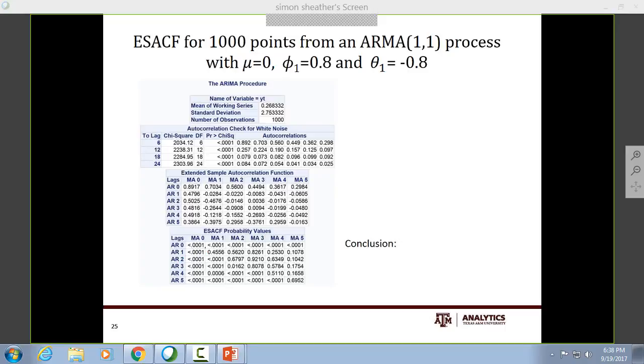So we're looking for a triangle where the p-values are not significant. I'm not a very good drawer with a mouse, but if you look, there's a triangle, right? And what have we got? We've got AR equal to 1 and MA equal to 1. So this tells us, based on this extended sample autocorrelation function, that it is ARMA 1-1.